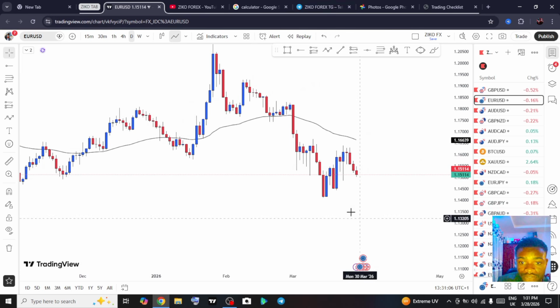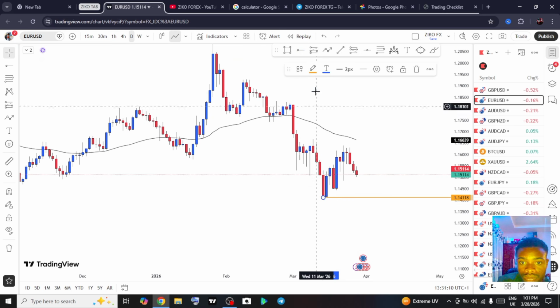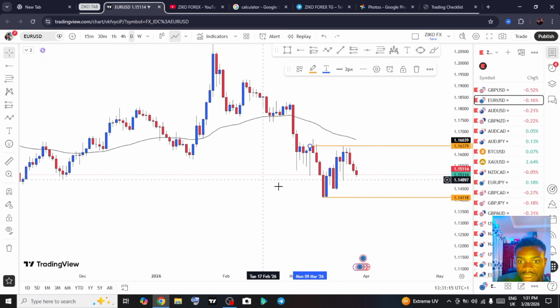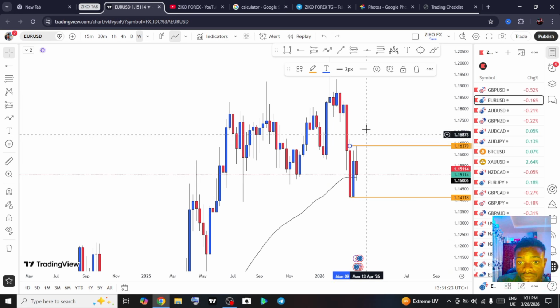Now, what is market structure doing? Clearly, on the daily time frame, this is the lower low, as you can see right here, and this right here is the lower high. Very clean. We need an area of interest within this area right here to around right here. So let's see how the weekly is looking first.